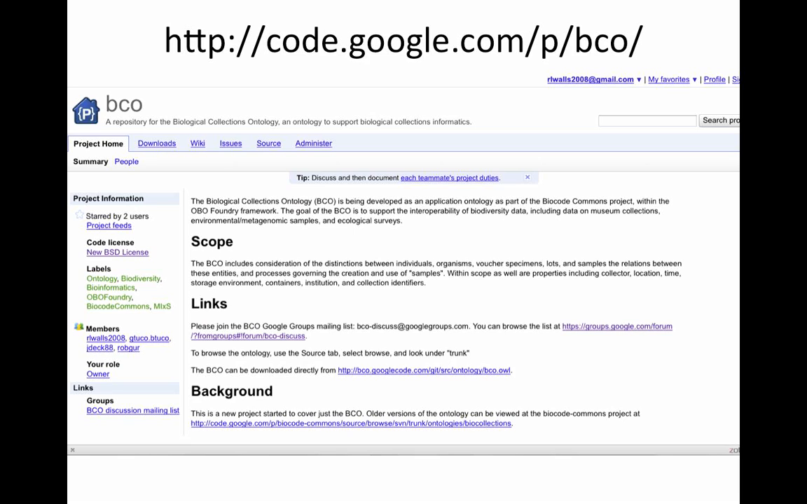The BCO, and here's a link to our wiki page on Google Code, grew out of a series of workshops that took place about a year and a half ago, in which there was a realization that although existing resources like Darwin Core, ABCD, and MIxS provide really wonderful vocabularies for describing biodiversity data, what they lack is the logical structure for reasoning over that data. And the BCO hopes to fill in that missing piece.